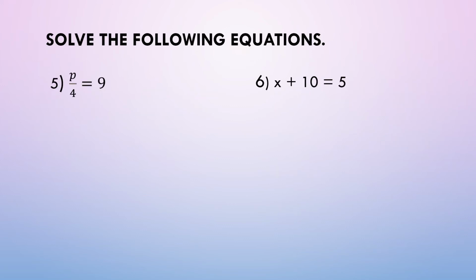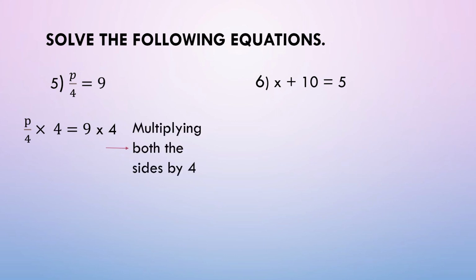Now let us do the fifth sum. P upon 4 is equal to 9. Now P upon 4 is written in division form. Okay, you have to remove that 4 and you have to find the value of P. So to remove that 4, what you will do? Both the sides you will multiply with 4. So which property you will use? Your multiplication property. So you are multiplying 4 on both the sides.